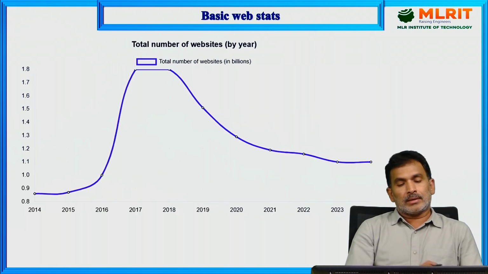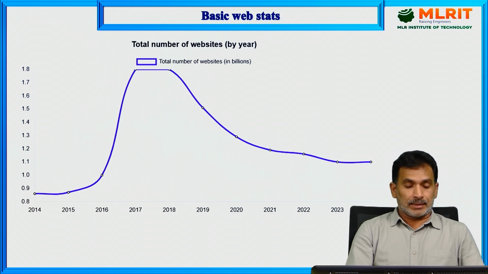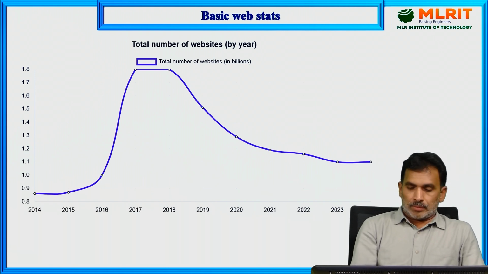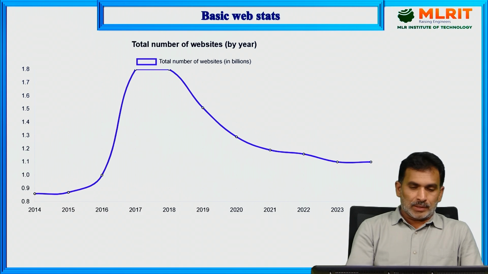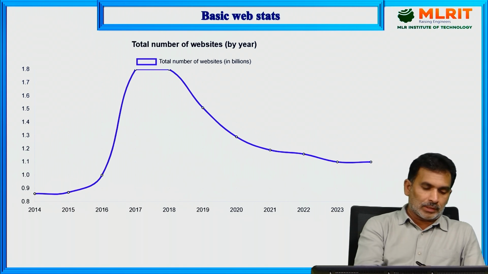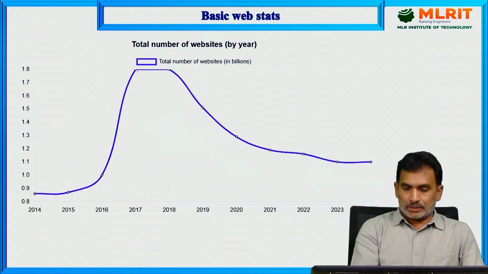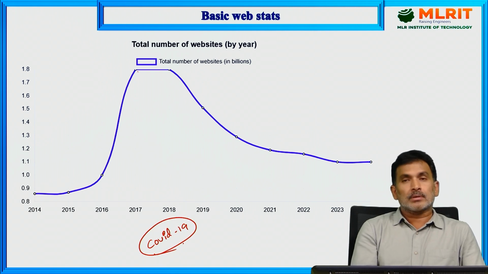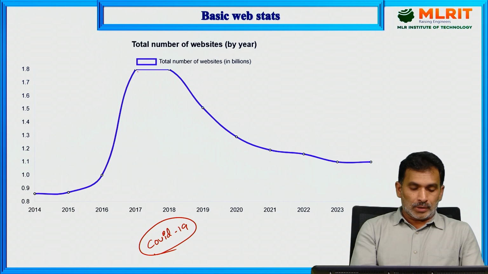And if you look at the number of websites being created, it is more than 1.11 billion, around a billion websites being created every year. So you can see the peak at this point, mostly during the COVID-19 pandemic, when most people spent most of their time online.